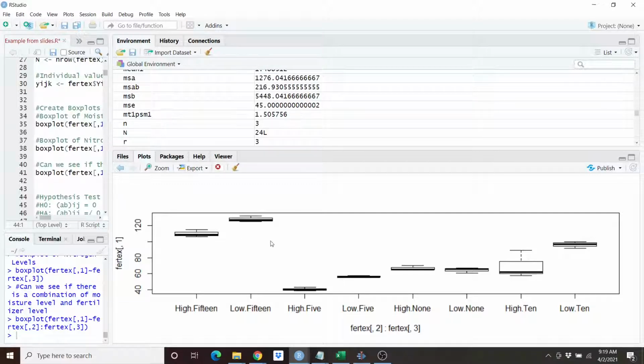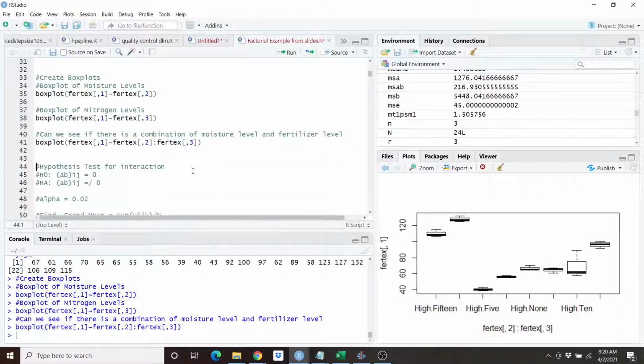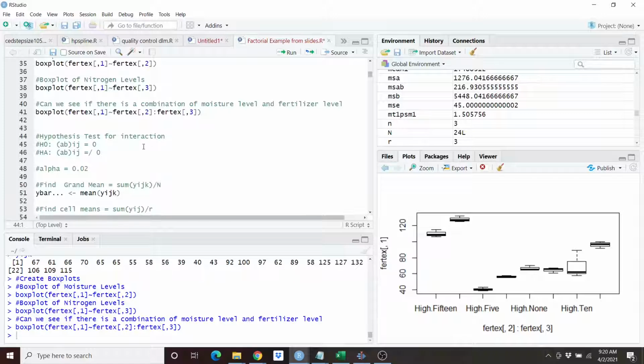And so the question is, are there any differences in these interactions? Because that's what we would like to test. We would like to test and see if there's an interaction. And so our null hypothesis is going to be that our ijth interaction is 0. Our alternative is going to be that our ijth interaction is not 0. And we'll set this alpha at 0.02.